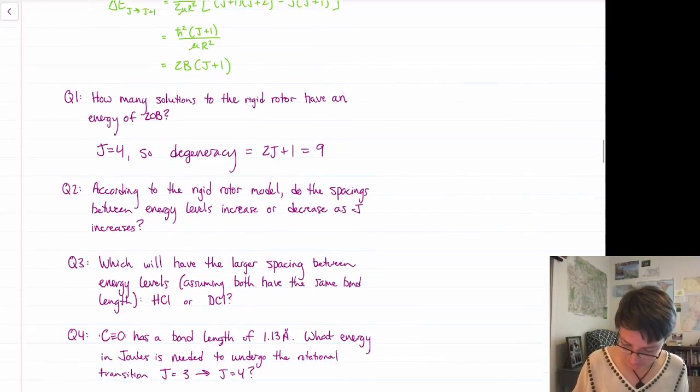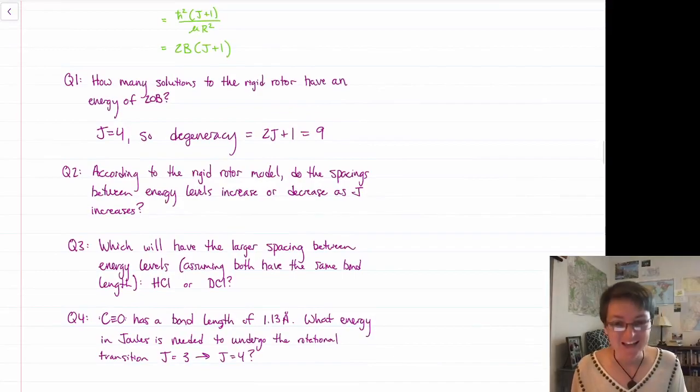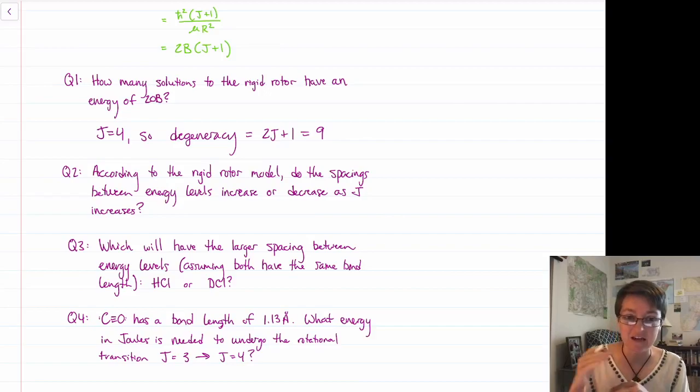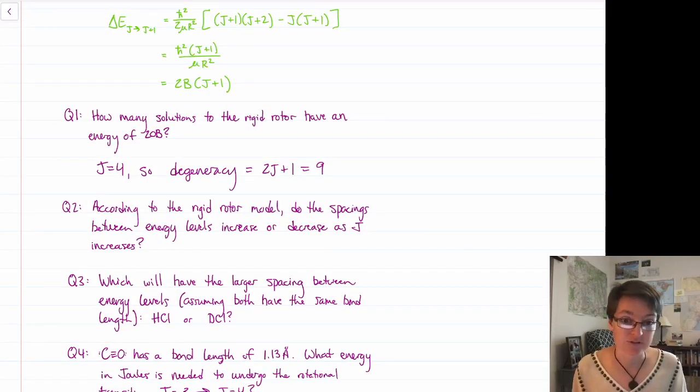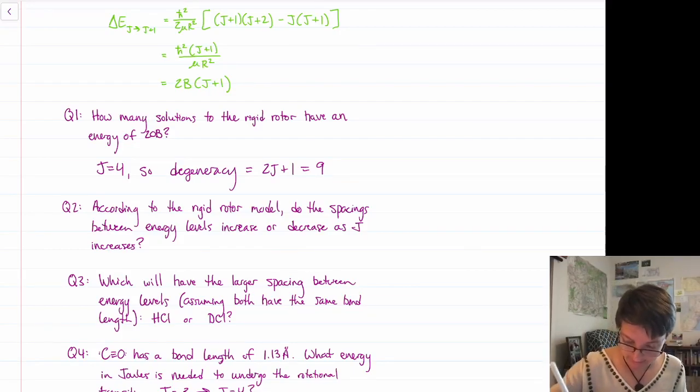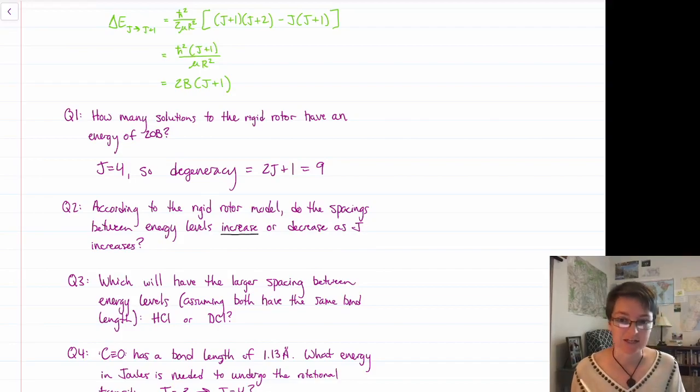Okay, question 2. Hopefully no typos from here on out. According to our rigid rotor model, should the spacing between energy levels increase or decrease as J increases? This one's pretty simple. We have our expression for delta E, and we see that it depends linearly on J. So if J increases, delta E is going to increase. And that means that our spacings between energy levels are definitely going to increase as J increases.